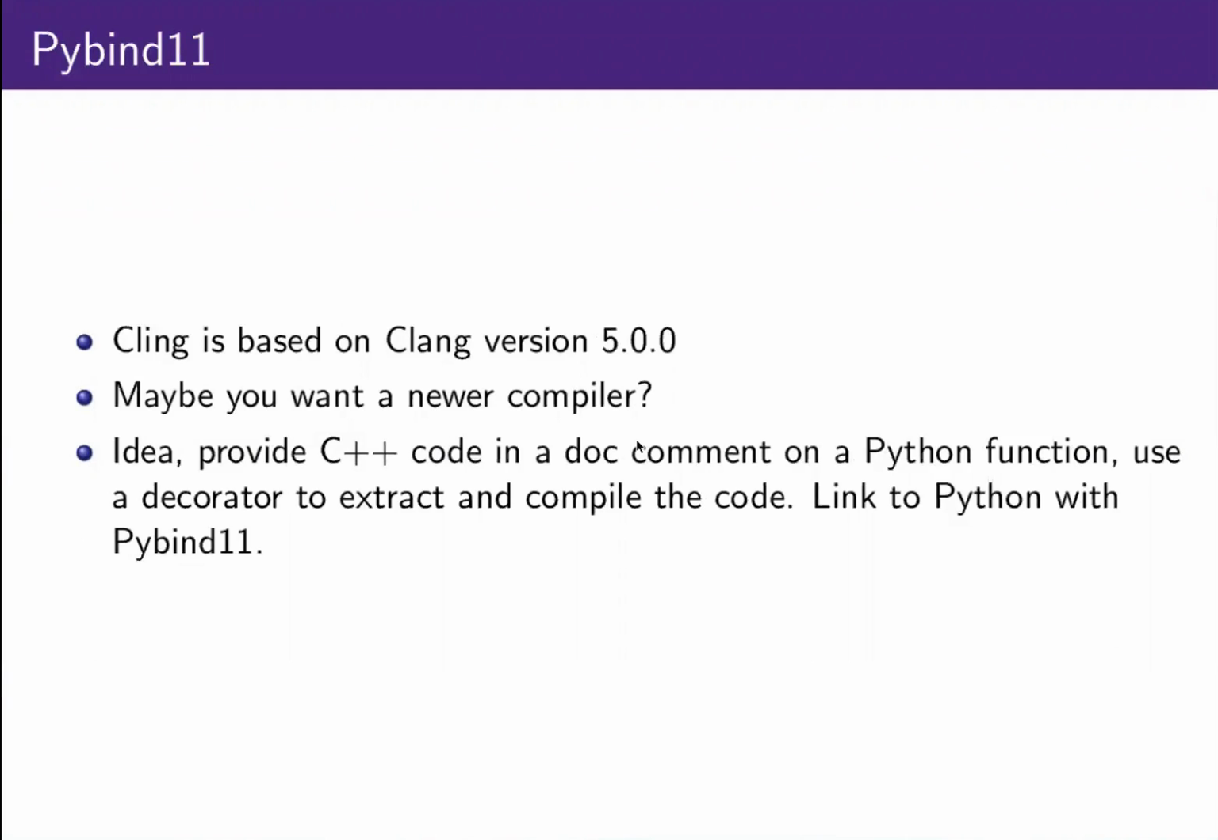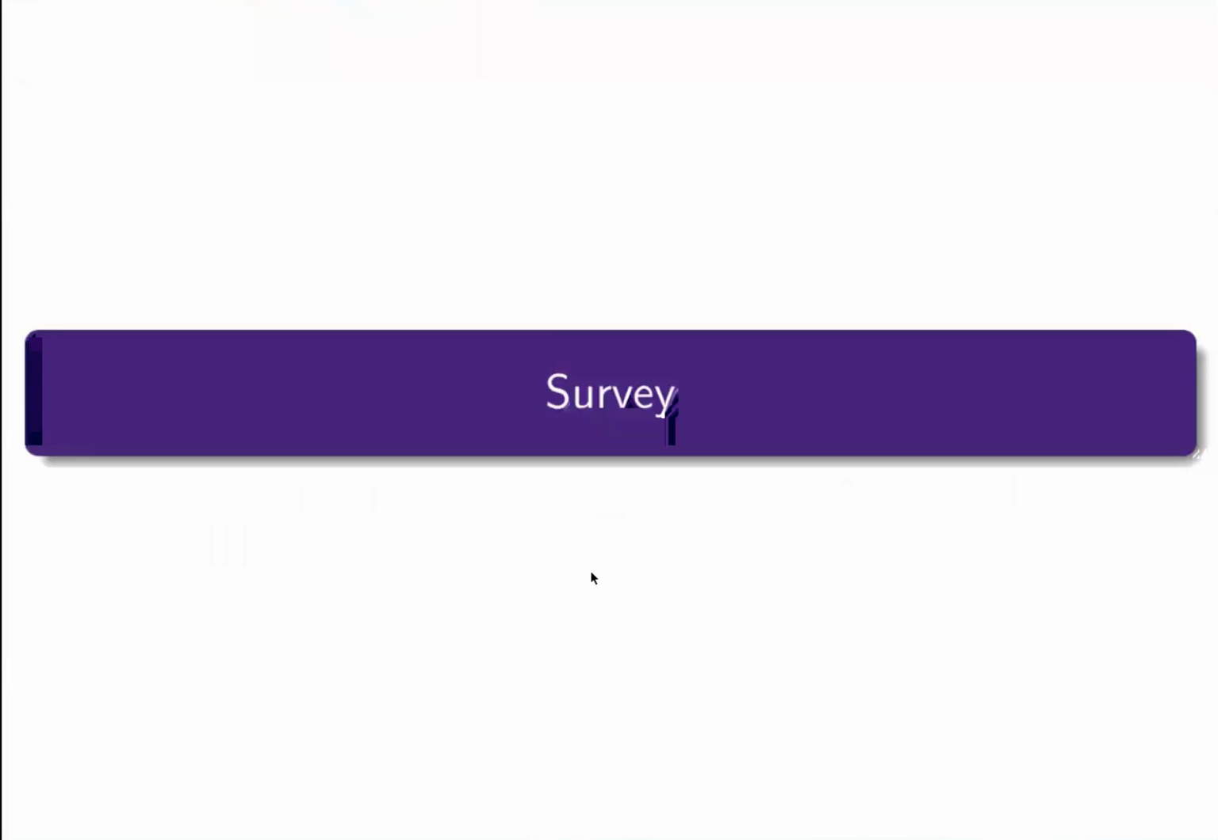Yet a third interface that we provide to C++ through the notebook is through PyBind11. Cling is based on Clang version 5.0.0, and maybe you want a newer compiler for some particular language feature that you wish to test. The idea is to provide C++ code in a docstring comment for a Python function, and then use a decorator to extract and compile the code, and then link it to Python with PyBind11. We'll show you demonstrations of all three of these technologies in a bit.